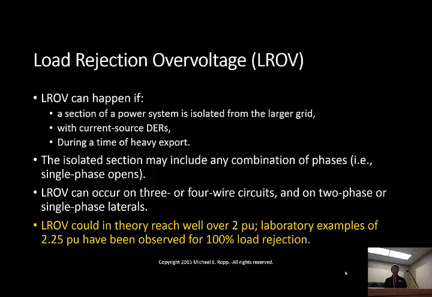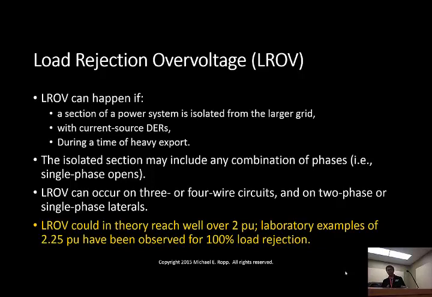In theory, you can get LROVs that are well in excess of 2 per unit. I mentioned 2.25 here, and I had the 2.5 on the previous slide. That was just a conservative version of this 2.25. Where the 2.25 comes from is some really good lab testing done not long ago by Southern California Edison. I think those tests are now about 5 years old. They looked at a bunch of single-phase inverters, put them in a system, got them up to full power, and then open circuited the terminals of the inverter, no load. For some of those, they saw voltages pop up as high as 2.25 per unit. So obviously that's a concern.